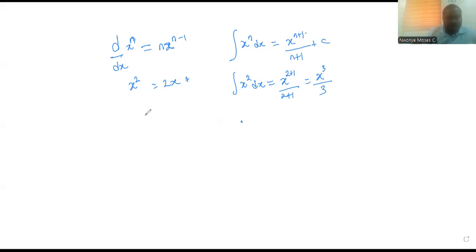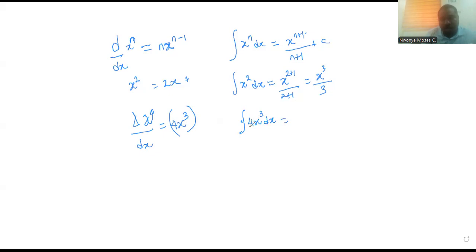If you differentiate x to the power 4, so that's why we first of all learn differentiation before integration. If you differentiate this, you get 4 multiplied by x raised to the power 4 minus 1, which is 3. So let's try and integrate this and see if we're going to get this. So the integral of 4x cubed dx.